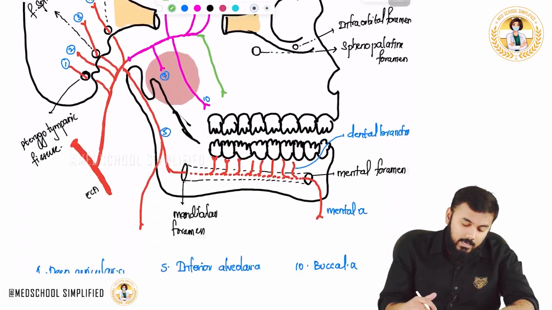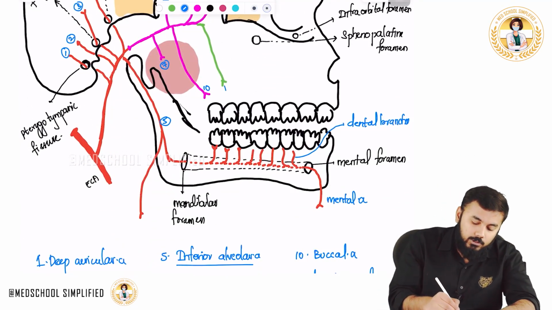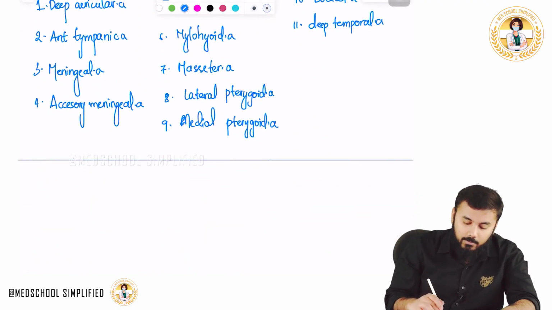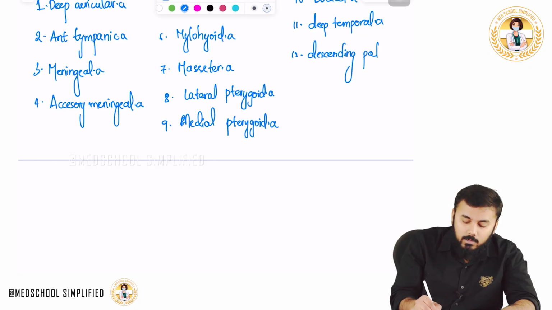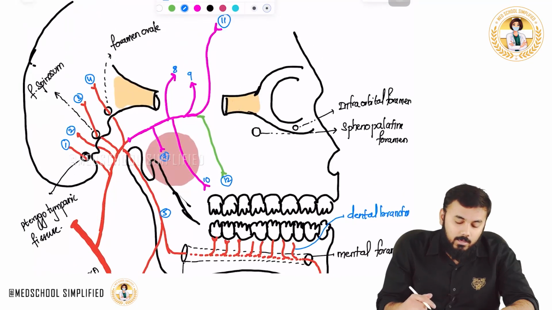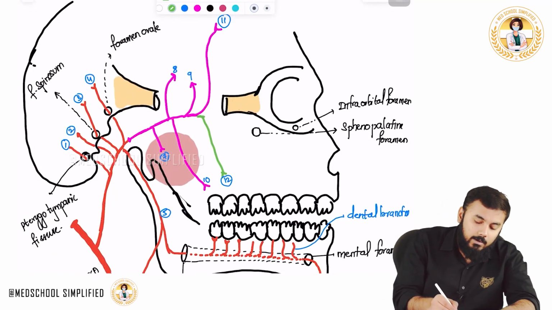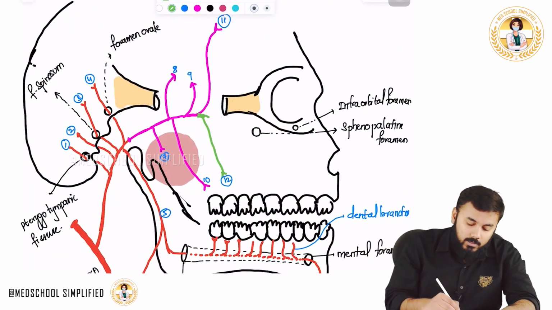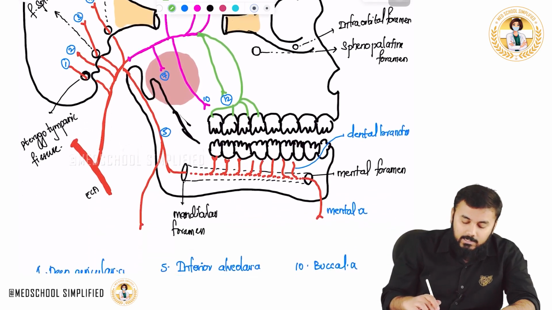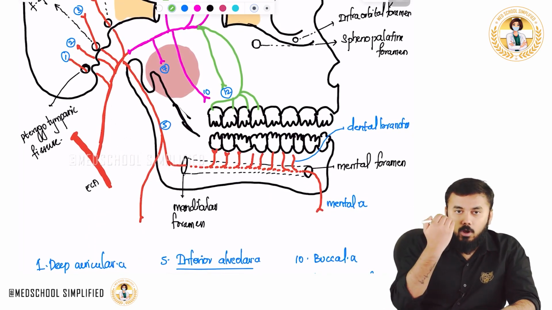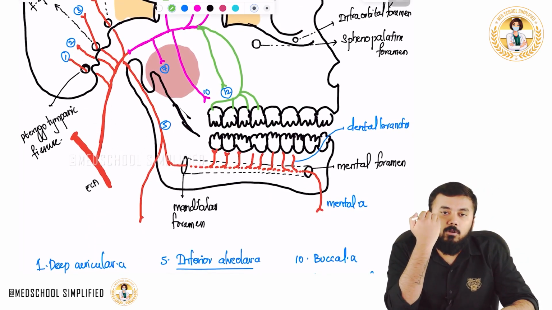This branch over here you call it as descending palatine artery. The number I should give is 12. So this artery number 12 is your descending palatine artery. Okay, now after this descending palatine artery, the next artery comes all the way down and supplies to the alveoli here. It is supplying to the alveoli on the top.